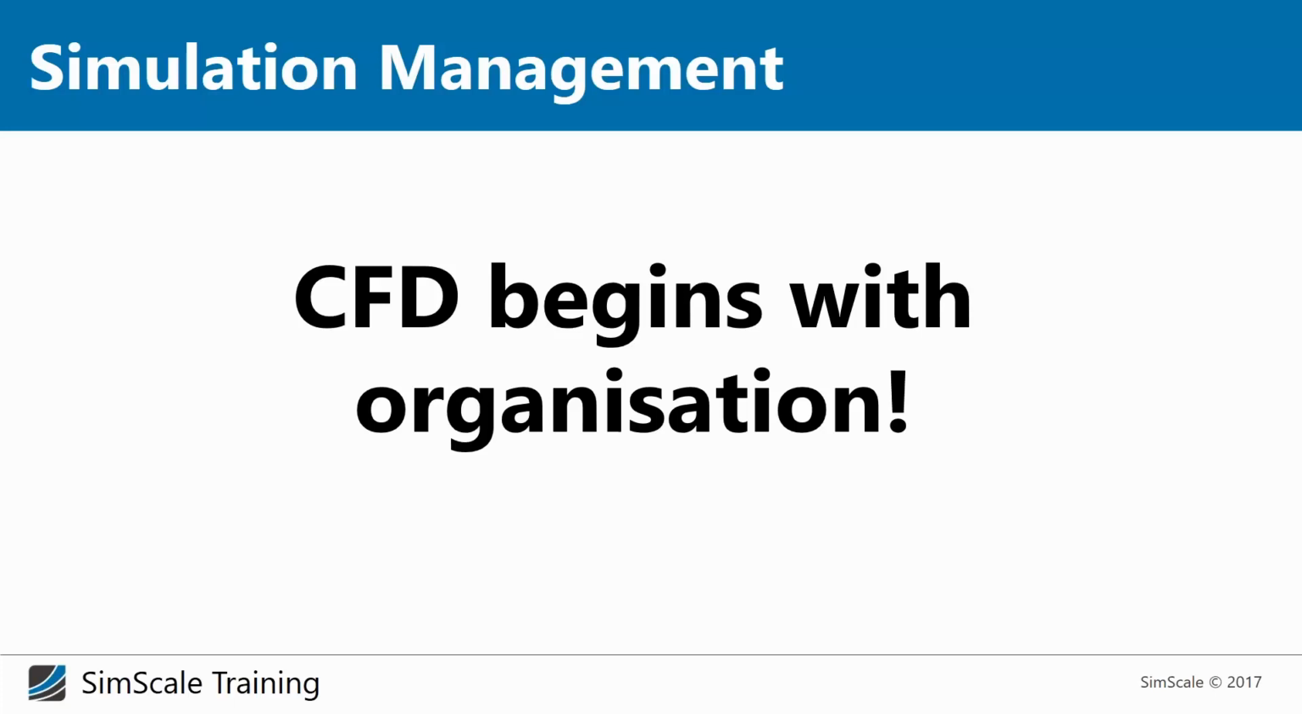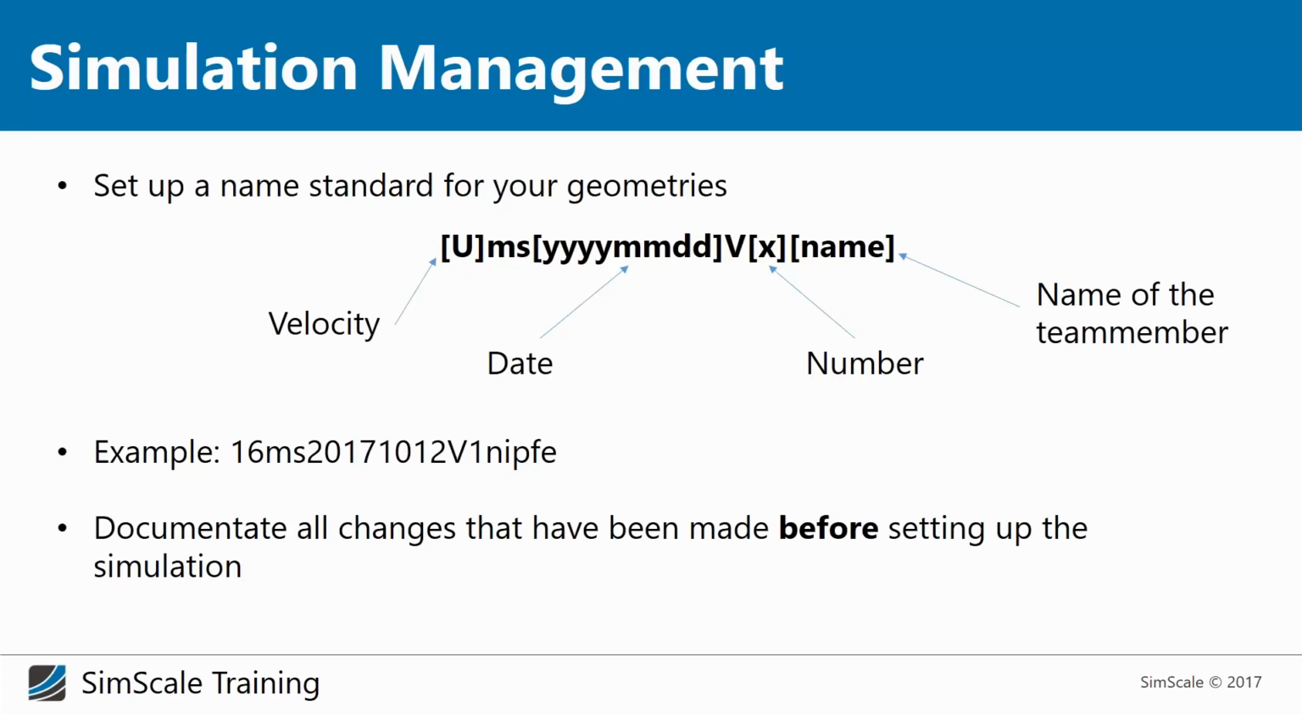I don't like that topic either, but it's essential for not losing the overview of all your simulations. It starts with setting up a name standard for your geometries. In our case, we first have the velocity at which we simulate the geometry. I will say more on that later. Then we have the date on which we created the geometry. We have the number, because sometimes it happens that we simulate more than one geometry per day, and we have the name of the team member who created this geometry.